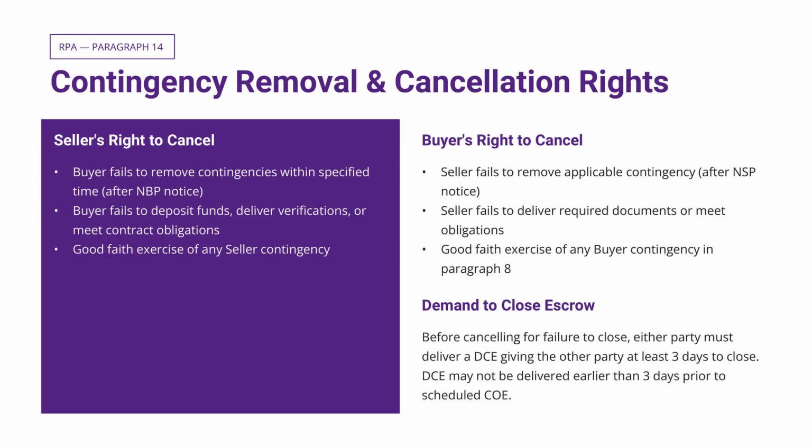Paragraph 14 outlines contingency removal and cancellation rights for both parties. Sellers can cancel if buyers fail to remove contingencies or deliver funds after notice. Buyers can cancel if sellers fail to meet obligations or deliver documents. A demand to close escrow must be issued at least 3 days before cancellation due to a failure to close.